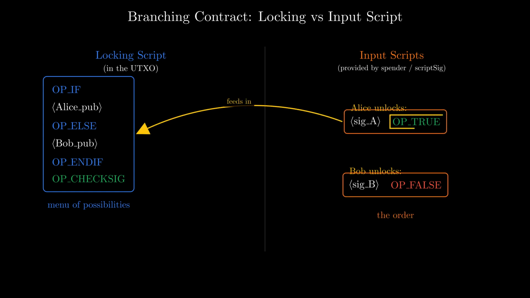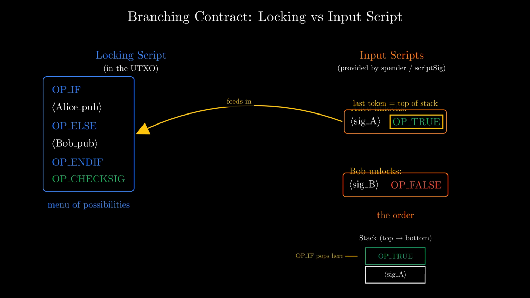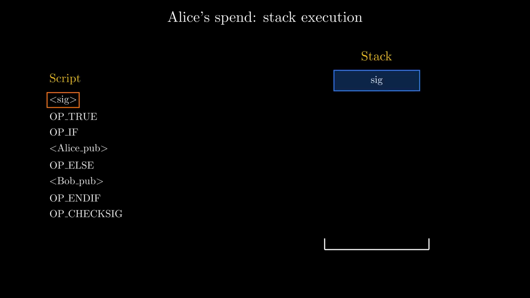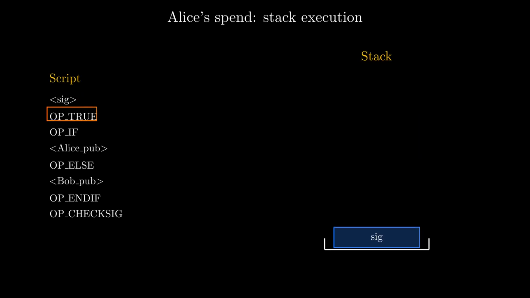Notice that OP_TRUE goes last in Alice's input, which means it lands on top of the stack, ready for OP_IF to pop. Stack order matters because the last thing pushed is the first thing seen. Let's walk Alice's spend through the stack. Push her signature, stack holds sig. Push OP_TRUE, stack holds sig, then true on top.